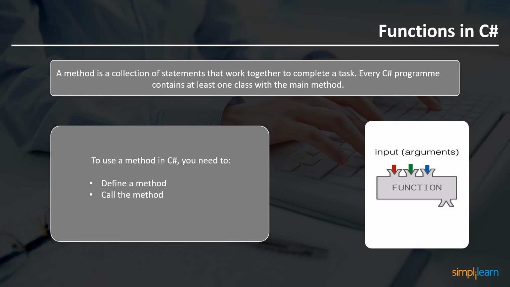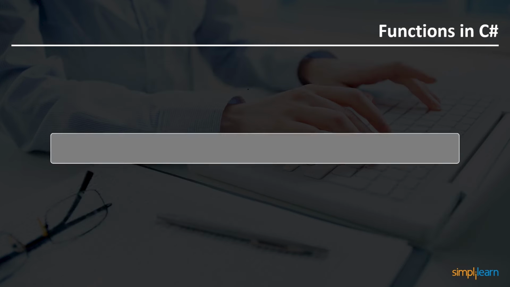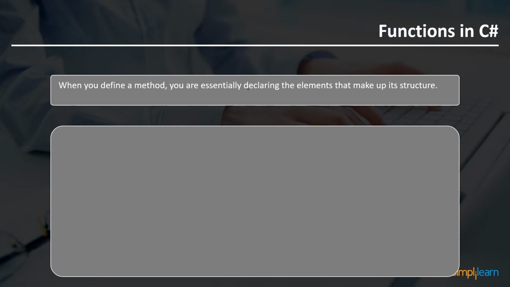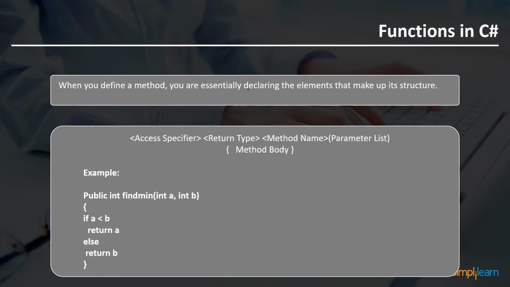First, we will define the methods. When you define a method, you are essentially declaring the elements that make up its structure. The syntax for defining a method is as follows. First, we have an access specifier, then a return type, then a method name, then a parameter list, and finally the block of code. In the following example, we have a public access specifier and a return type of int. We have a method with the name findMinimum, which finds the minimum number between the variables a and b.